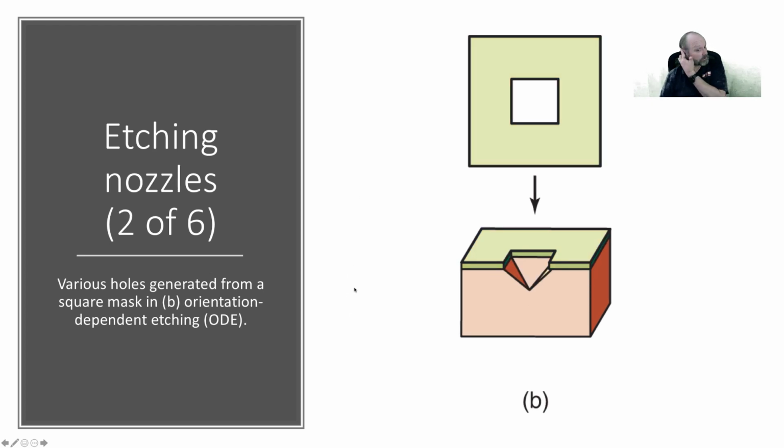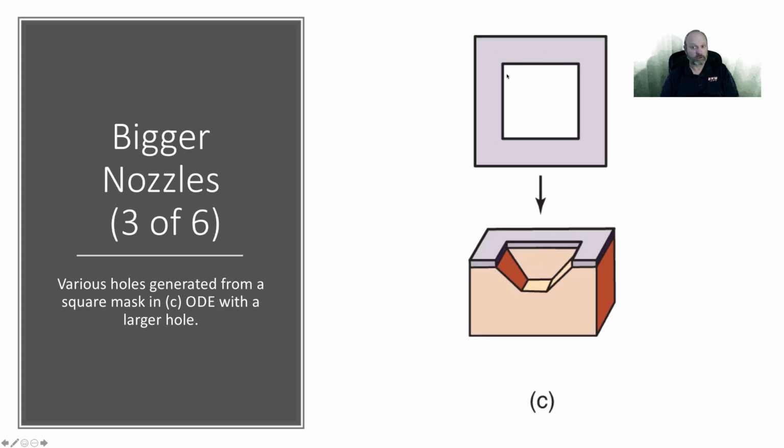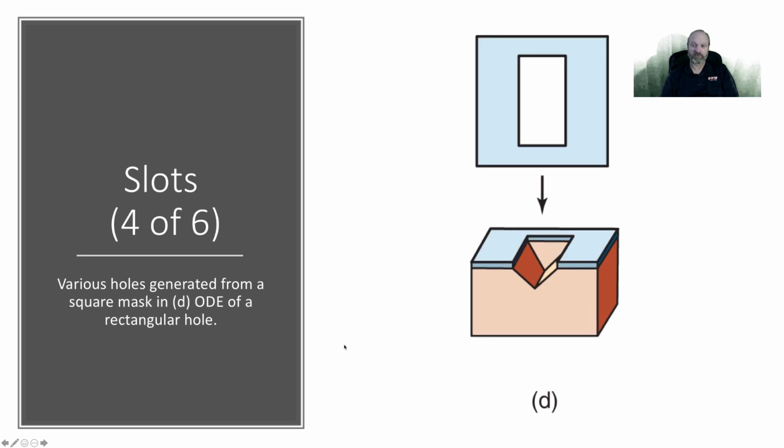You can also do anisotropic etching. Here we're etching the crystalline silicon with potassium hydroxide. So potassium hydroxide etches the 100 plane much faster than the 111 plane. So you can create structures that look like upside down pyramids. Okay, and if you make a bigger mask hole, you can have it go deeper, and you can even make some nozzles that way. Or you can make slots, right? Again, you're leveraging the crystallography, but you're using wet etching, which is very cheap to do.